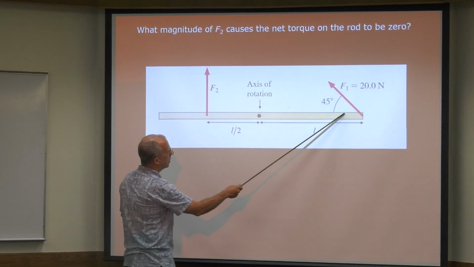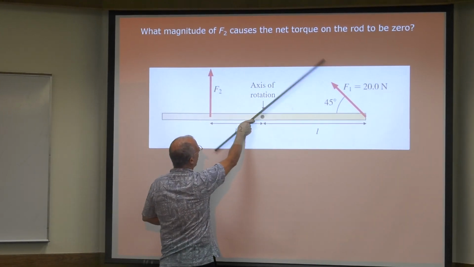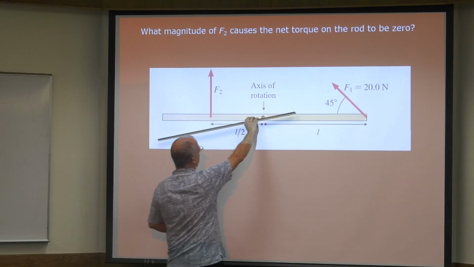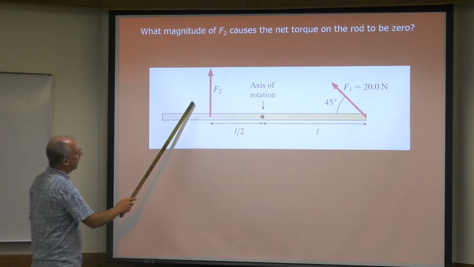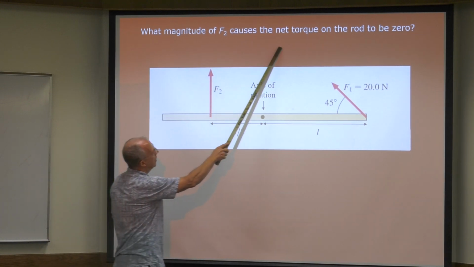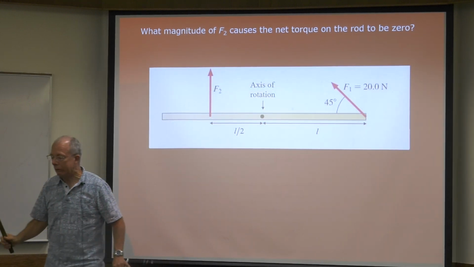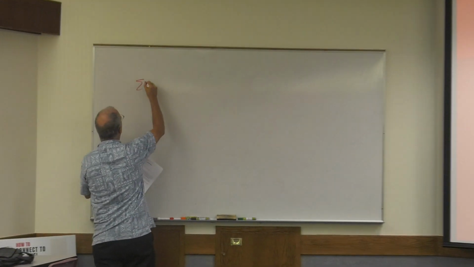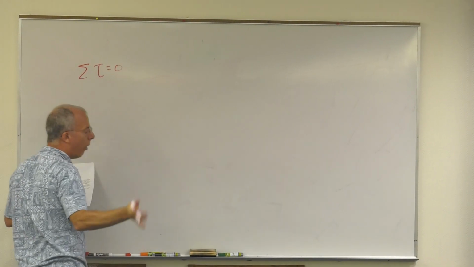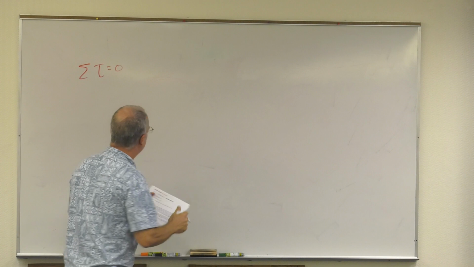And here's a force that's going to make it go counterclockwise, right? But here's a force that's going to make it go clockwise. So what we want to know is what magnitude of F2 causes the net torque to be 0, so it doesn't accelerate at all. All right? And here's the tricky part. We want the sum of the torques to be 0. That's what we want. So let's do it.